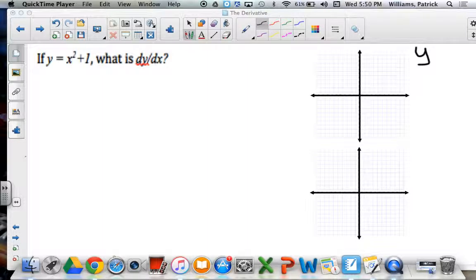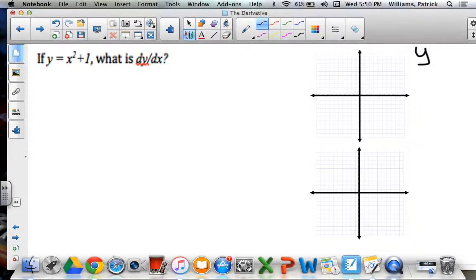So what we've got right here is an equation of a line, y equals x squared plus 1. What is dy dx? Remember, dy dx is just another fancy way of saying the derivative, okay? So why don't you try to use the difference quotient to calculate that derivative yourself. Pause the video, see if you can do it on your own, and then we'll see what you get.